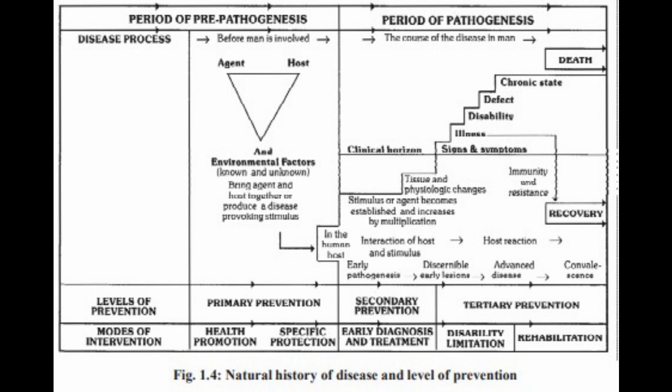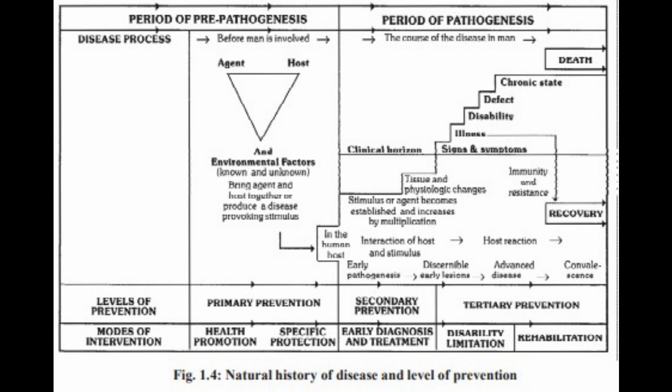Figure 1.4. Natural history of disease and level of prevention. Look at the screen. Pathogenesis phase. This phase begins with the entry of the disease agent in the susceptible human host. In case of infectious diseases, the disease agent multiplies and induces physiological changes. The disease progresses through the period of incubation to early and late pathogenesis. The final outcome may vary between recovery, disability or death depending upon the interventions undertaken.